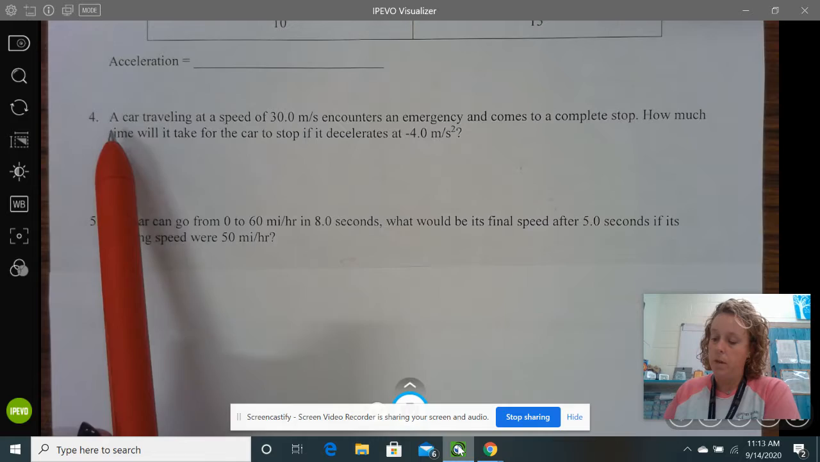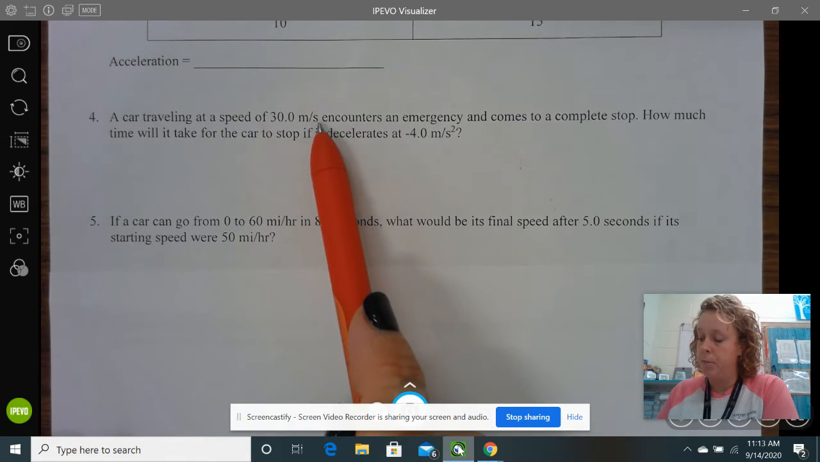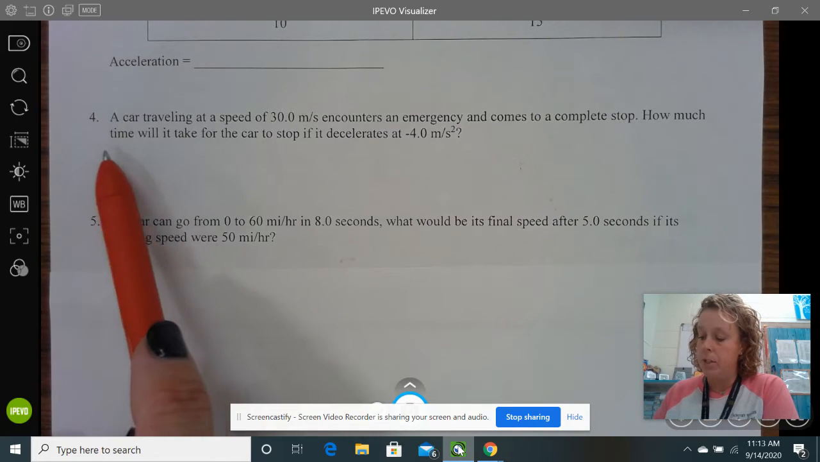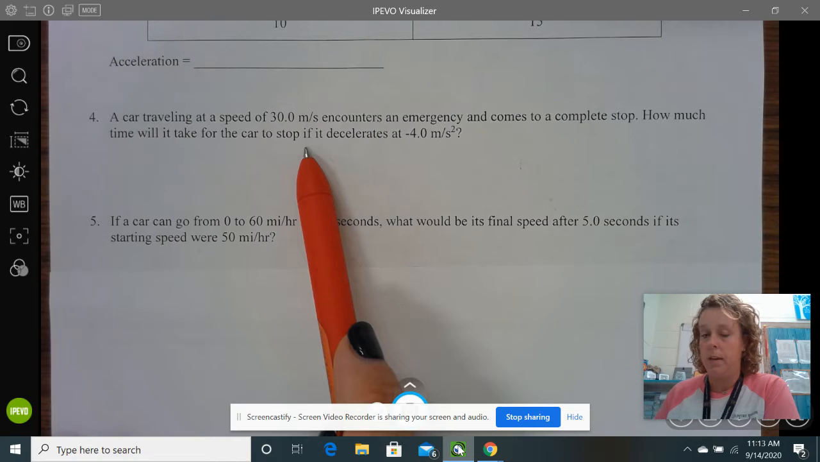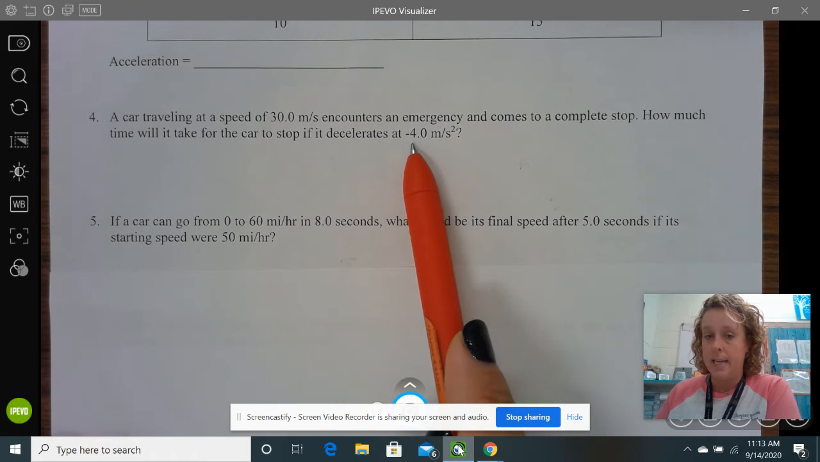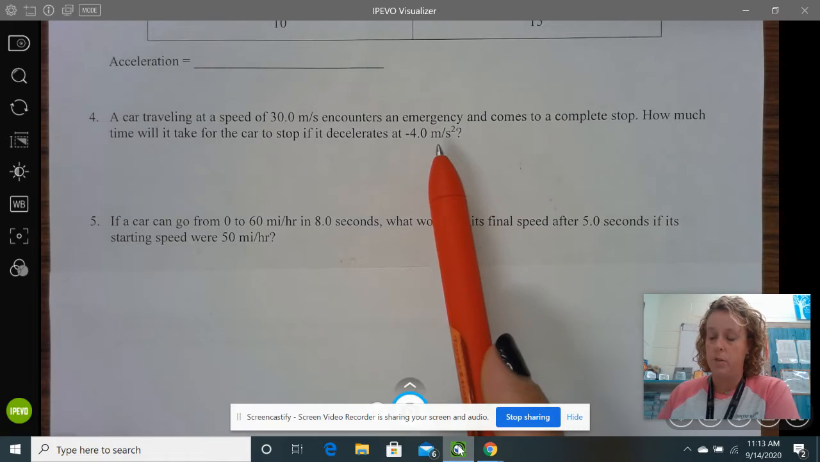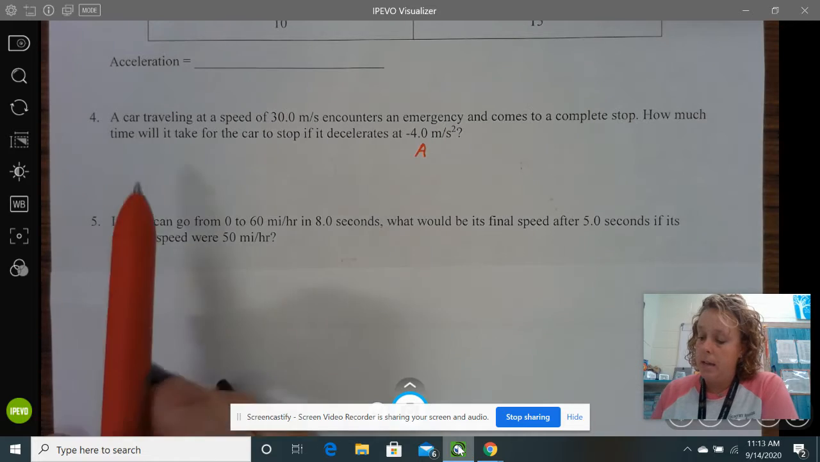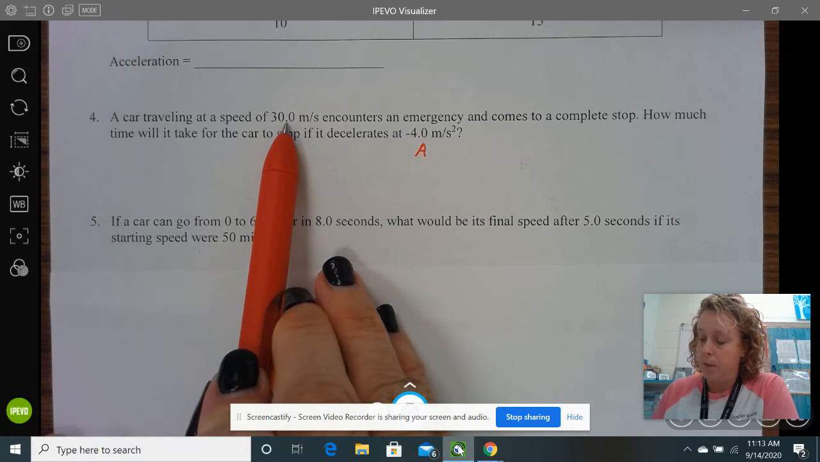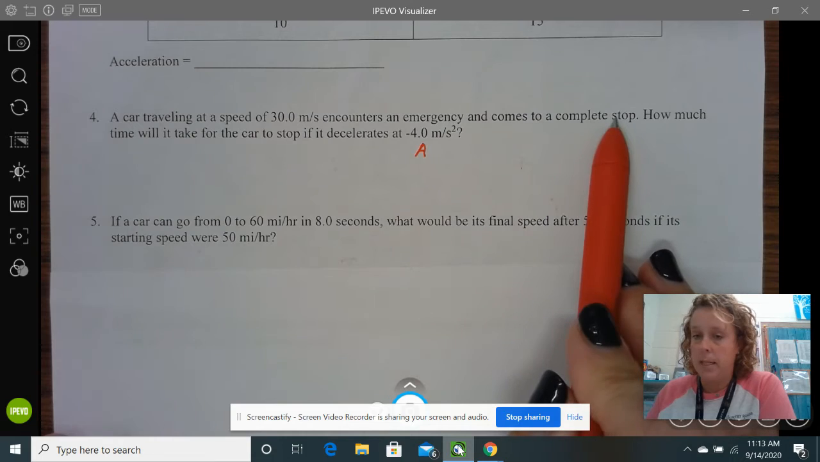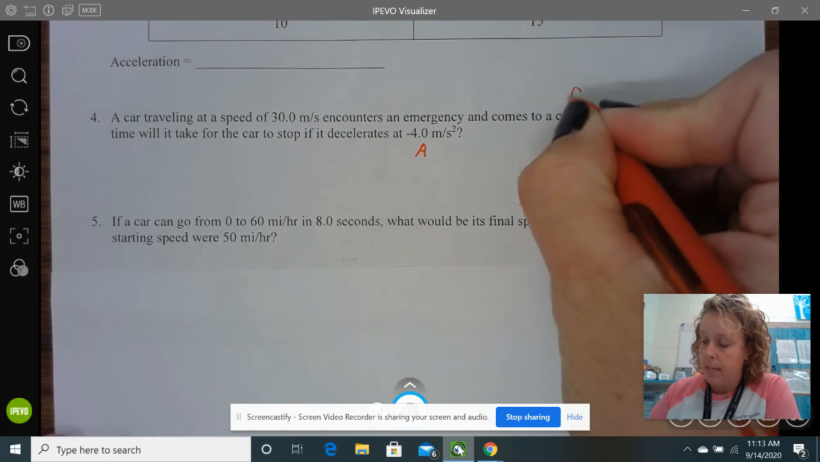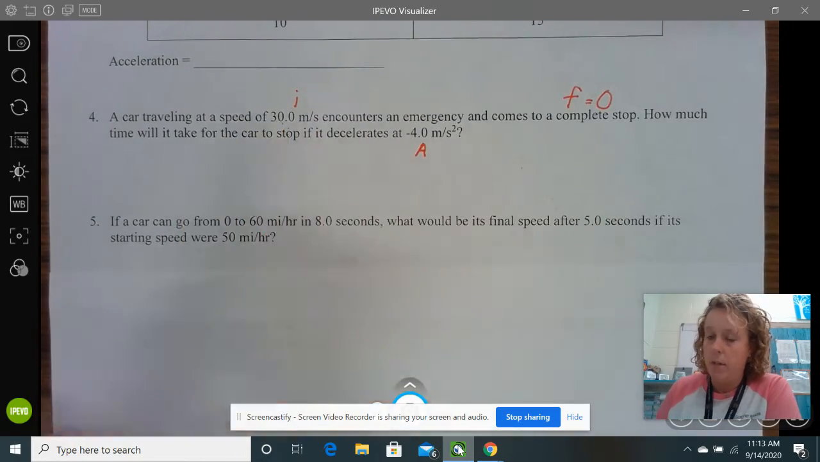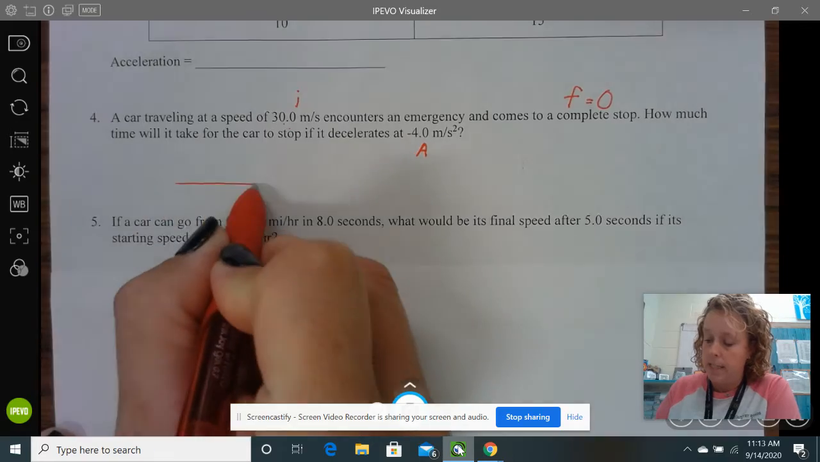Number 4. A car traveling at a speed of 30 meters per second encounters an emergency and comes to a complete stop. How much time will it take for the car to stop if it decelerates at negative 4 meters per second squared? So we are given acceleration. The car is traveling at a speed of 30 meters per second and comes to a complete stop, so the final velocity is going to be 0. Initial velocity is 30.